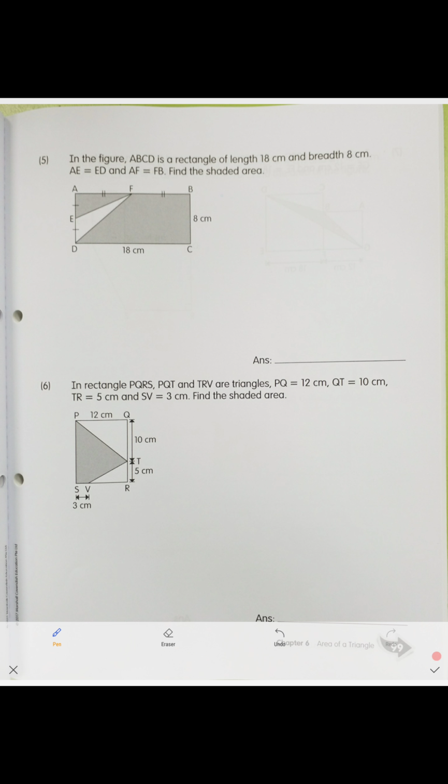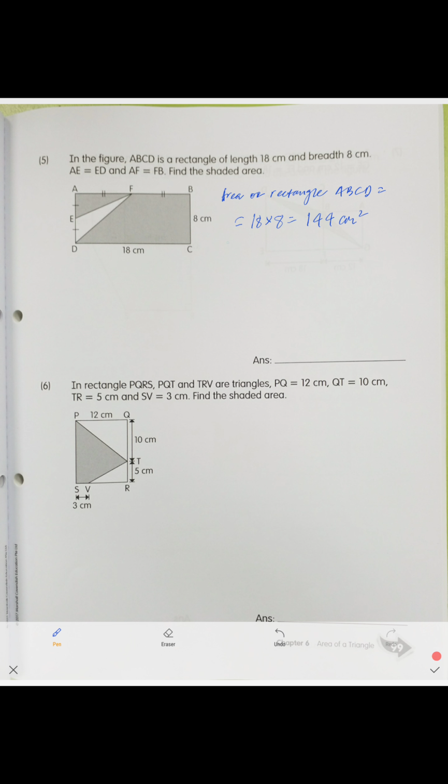We find the area of the rectangle. Okay, I'm going to write it for you. Area of rectangle ABCD is equal to what? We have two sides, 18 and 8. So very simple, 18 times 8, 144 square centimeters. Okay, we got one.